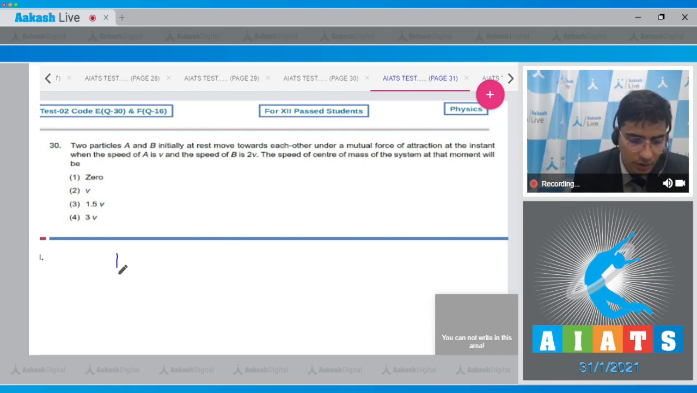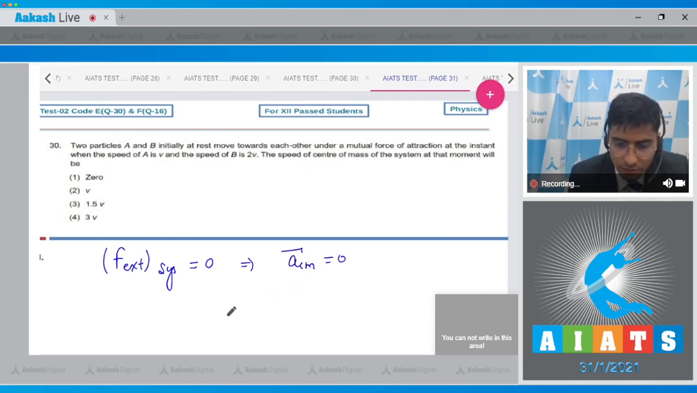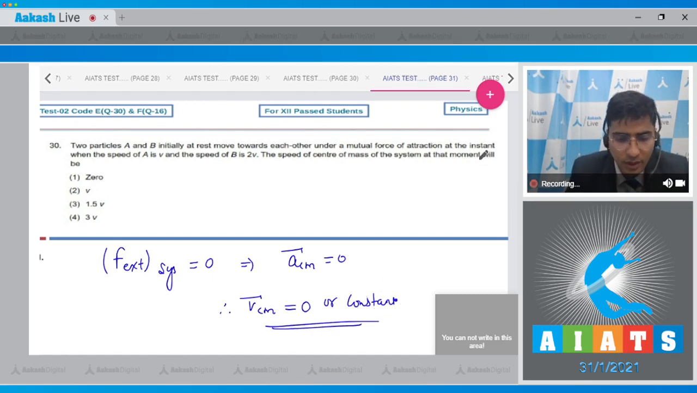Now, student, the external forces on the system are 0. This means that the acceleration of center of mass will be 0 as well. Now, the VCM will be 0 or constant. Since initially they are at rest, the center of mass will always have the same speed, that is 0. Therefore, for this question, the correct answer is option 1. Now let us solve question 31.